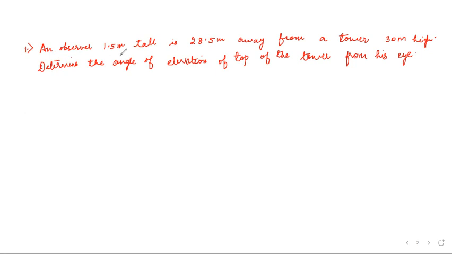An observer 1.5 meter tall. So I will just draw it as I read the question. An observer 1.5 meter tall is 28.5 meter away from a tower. So here we have a tower which is 30 meter high. Determine the angle of elevation of the top of the tower from his eye. So this is the tower, this is the top of the tower and his eye is here. So we need to find this angle of elevation.